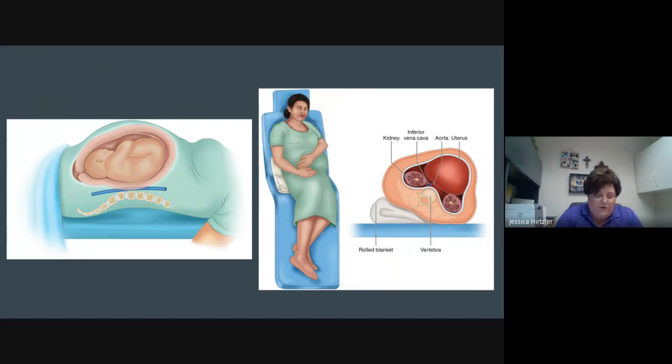Emergency care, you want to put her in a sitting position if she can tolerate that. If not, you can lie her on her left side, or you can even put her supine and elevate her right hip. And what happens when we do either of these things is it takes the pressure of the baby off of that inferior vena cava. Okay.